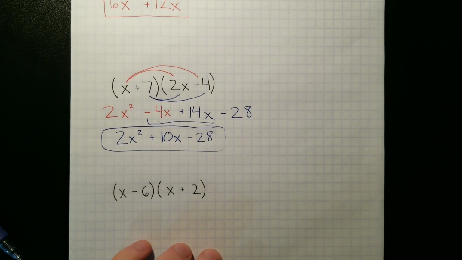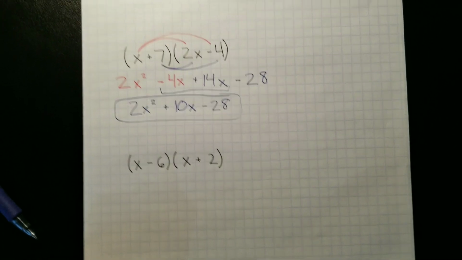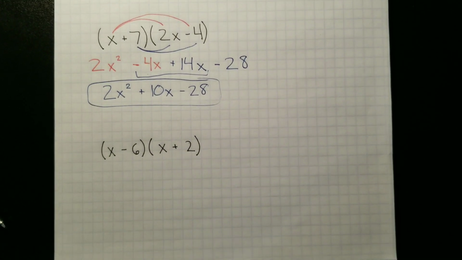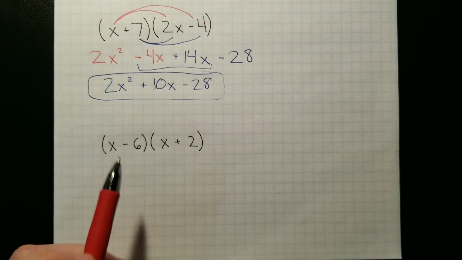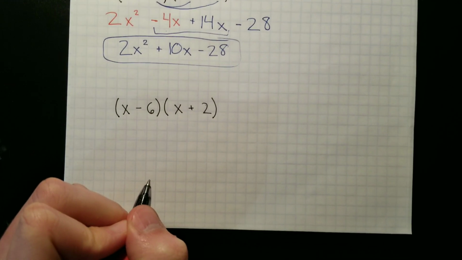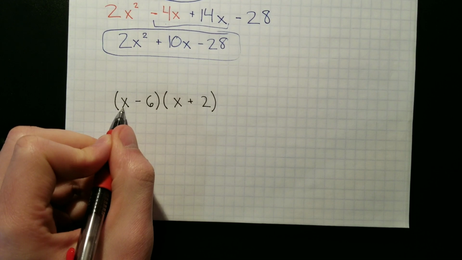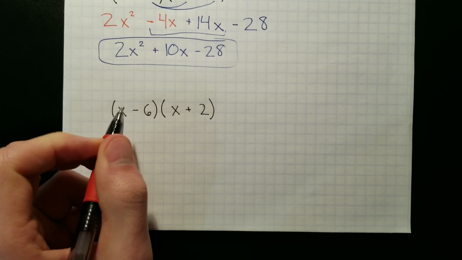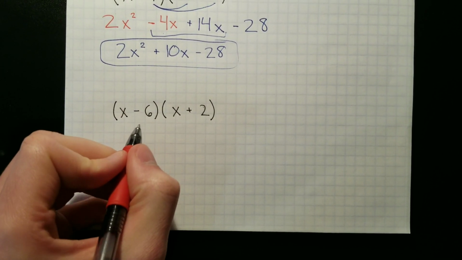Finally, one last example. It's going to be fairly similar to the last one we did. Again, we have a binomial times a binomial, so two terms and another two terms. And when we do this one, we notice there are no numbers in front of the variable, so there are no coefficients, but it's going to work out largely the same.